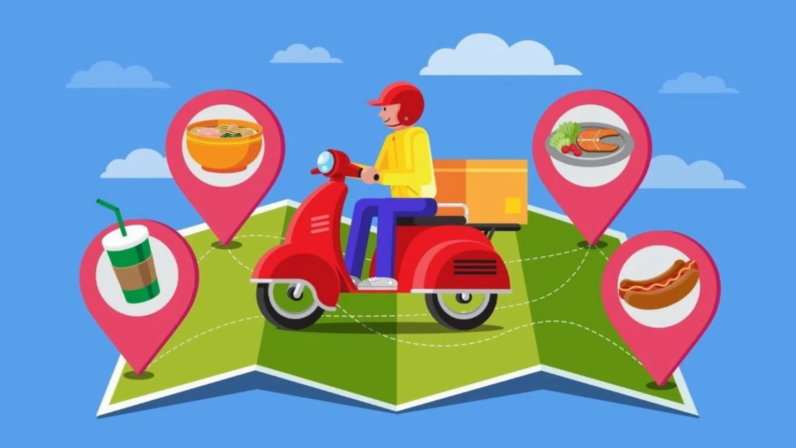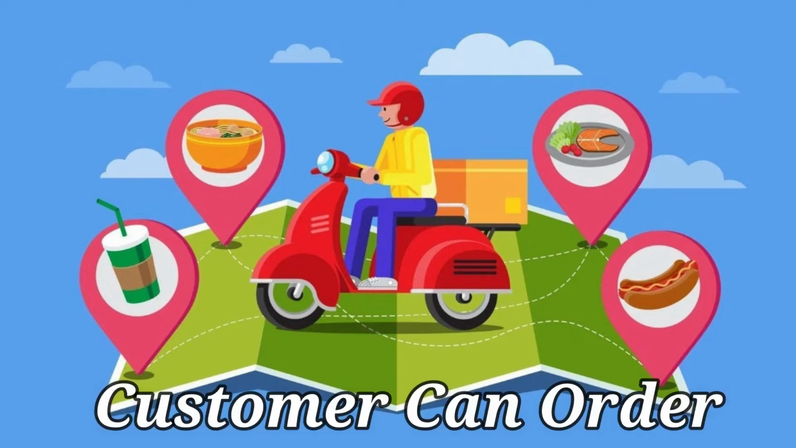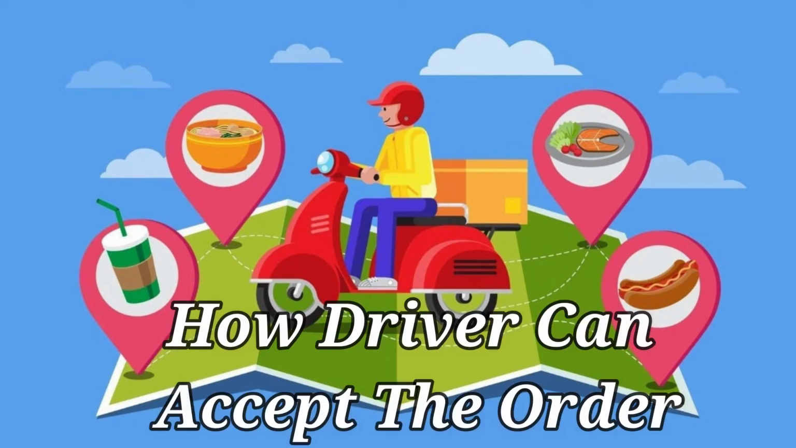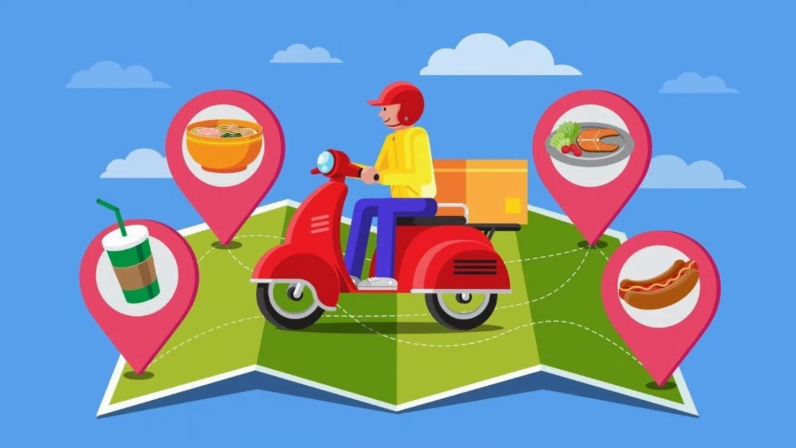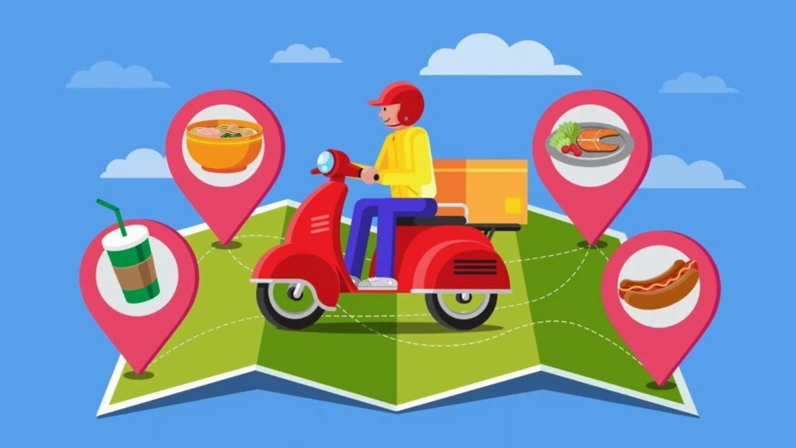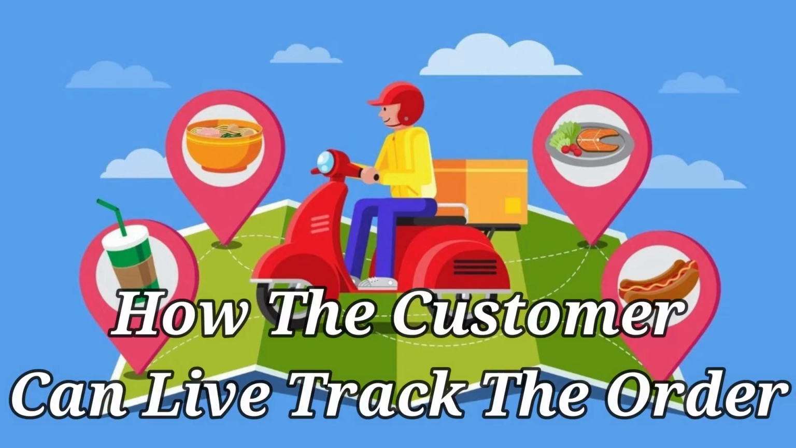Everyone, today we are going to understand how our ready-made food delivery application Foodonix works. By watching this video, you will be able to understand how a customer can order from a nearby restaurant, choose variations, pay online, how the driver can accept the order, and how the seller can accept the order, and how the complete order can be delivered and how the customer can live track the whole order.